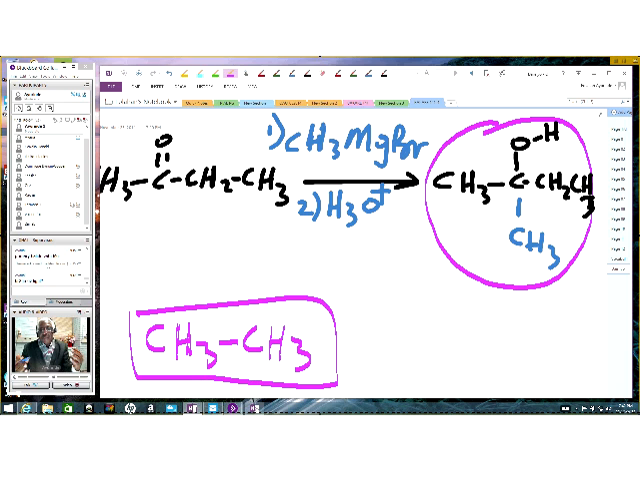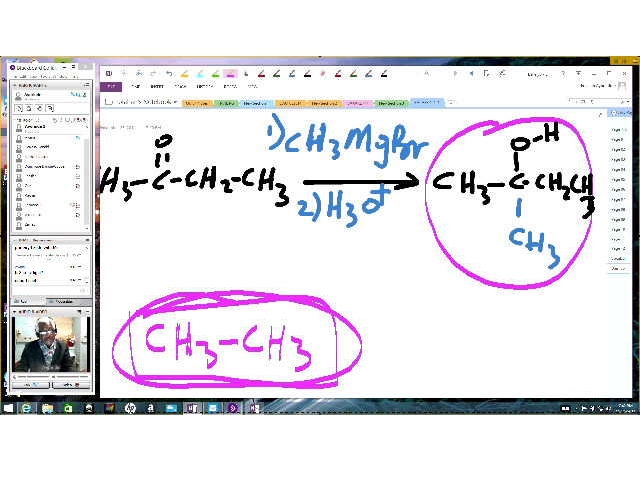Theoretically, yes, you could do this. But based on the question that they gave you, you cannot do that because the Grignard reagent here, the methyl magnesium bromide, you cannot get the methyl magnesium bromide from the starting material. Do you follow that? Yes, thank you. Okay, very good.